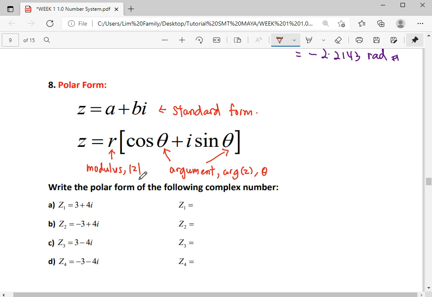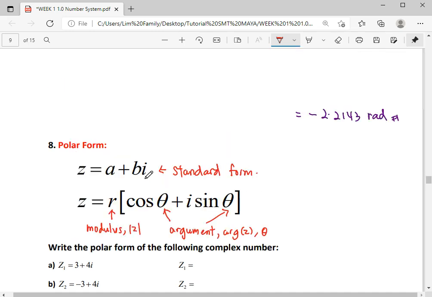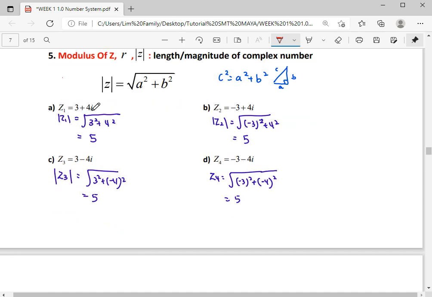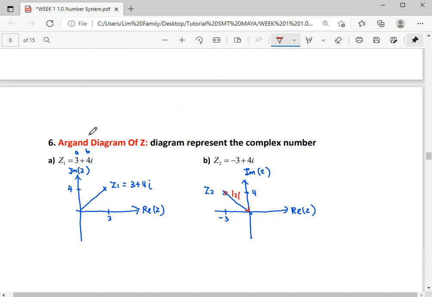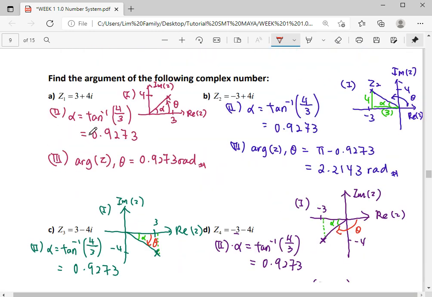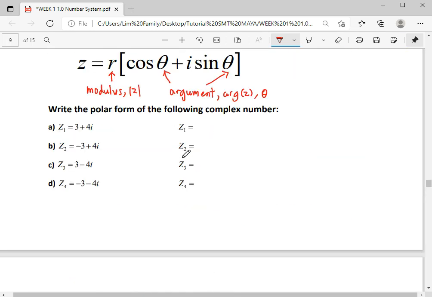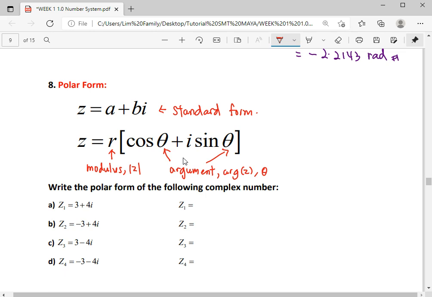So referring back to our complex number 3 plus 4i, please write it in polar form. As we remember just now, the modulus of 3 plus 4i is 5. What is the argument? The argument is 0.9273. So the polar form of this complex number will be 5 in bracket cos 0.9273 plus i sine 0.9273. So you notice that we still have our imaginary part.